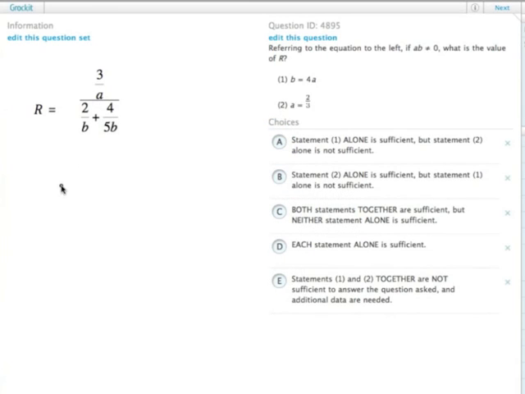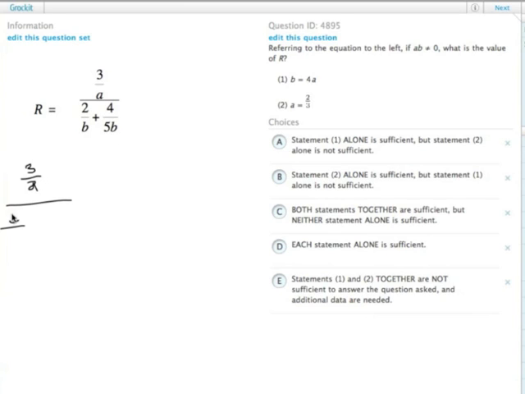Okay, so we have a rather ugly expression here, but we can do some simplifying of it before we even look over here at the statements. One of the things we can notice is that both of these have b in the denominator, so we can convert them into a common denominator, and that'll make a single fraction down there. So 3 over a over 2, and the common denominator would be 5b.